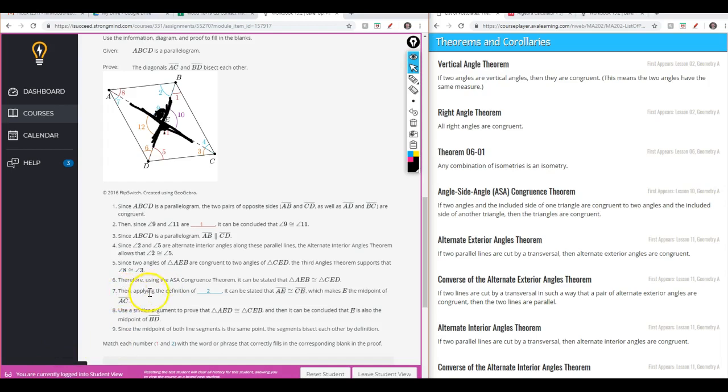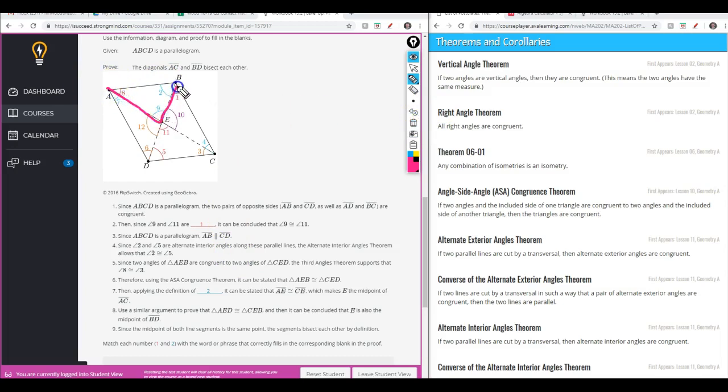Okay, and then it says, then applying the definition of blank, it can be stated that segment AE is congruent to segment CE, which makes E the midpoint of segment AC. There's not a lot of context clues in that statement, so I'm going to go to the one beforehand and see if there's anything that we can conclude from that. So it says, therefore, using the angle side angle congruence theorem, it can be stated that triangle AEB is congruent to triangle CED.